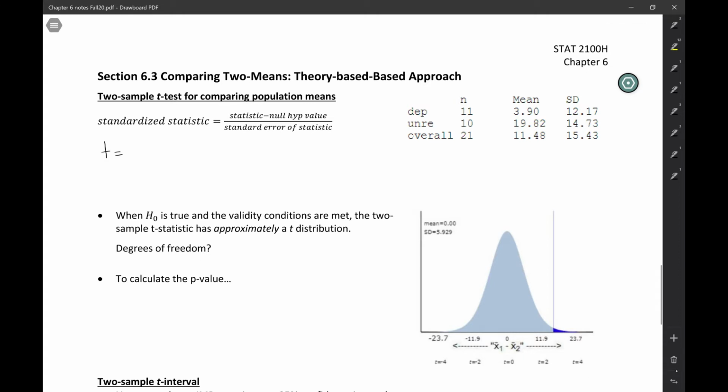And the statistic that we used to summarize in our simulation-based test was a difference of means. So this whole thing, x bar for one group minus x bar for the other group, that whole thing is the statistic. The null hypothesis value is going to be 0 because our null hypothesis is that there was no difference between the groups. And then we have a new formula for the standard error.